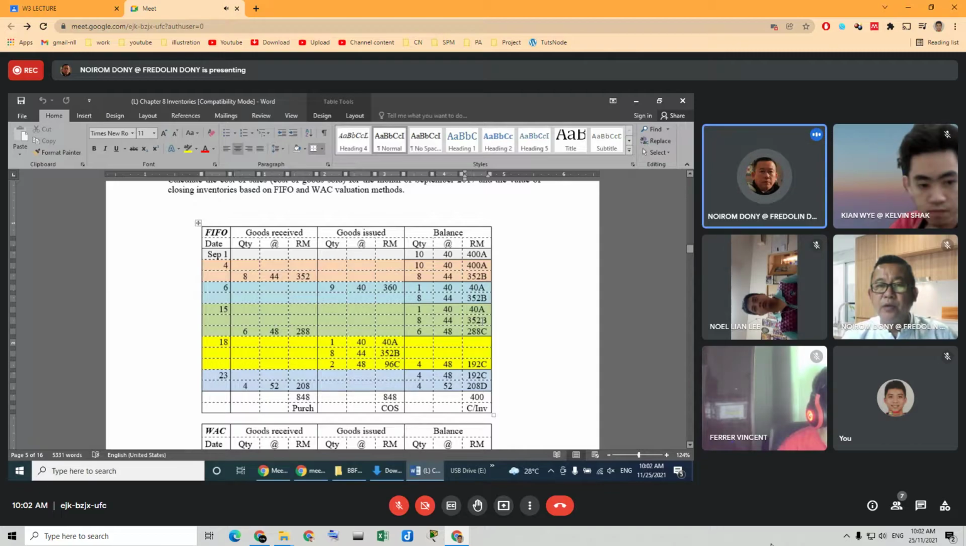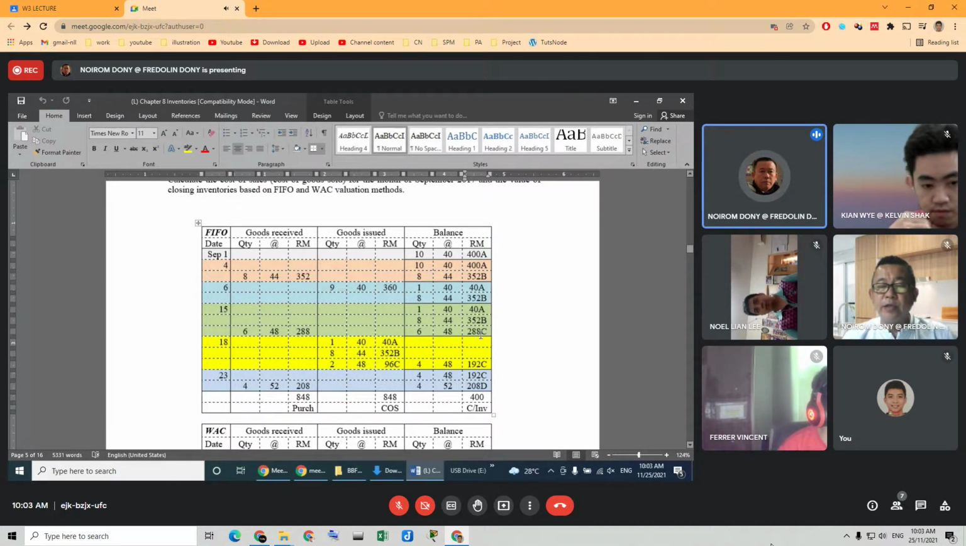Then you start recording the purchases on the 15th, on the third row, in the purchases column, in the receive column. So record 6 units, price per unit 48, and total value 6 times 48 is 288. Then you update the balance. So you put 6, 48, 288.